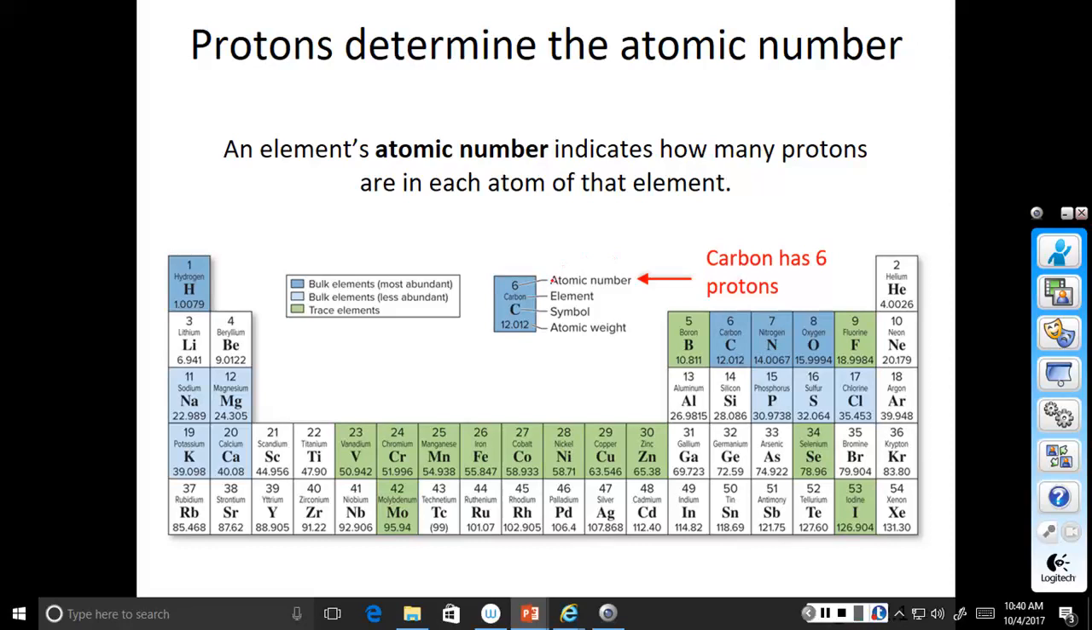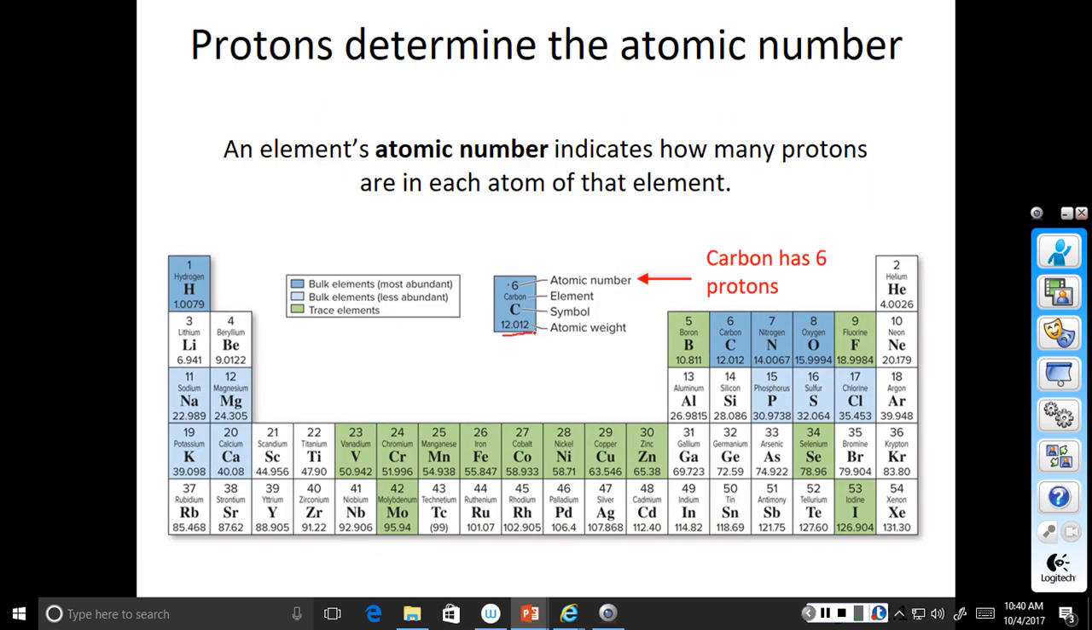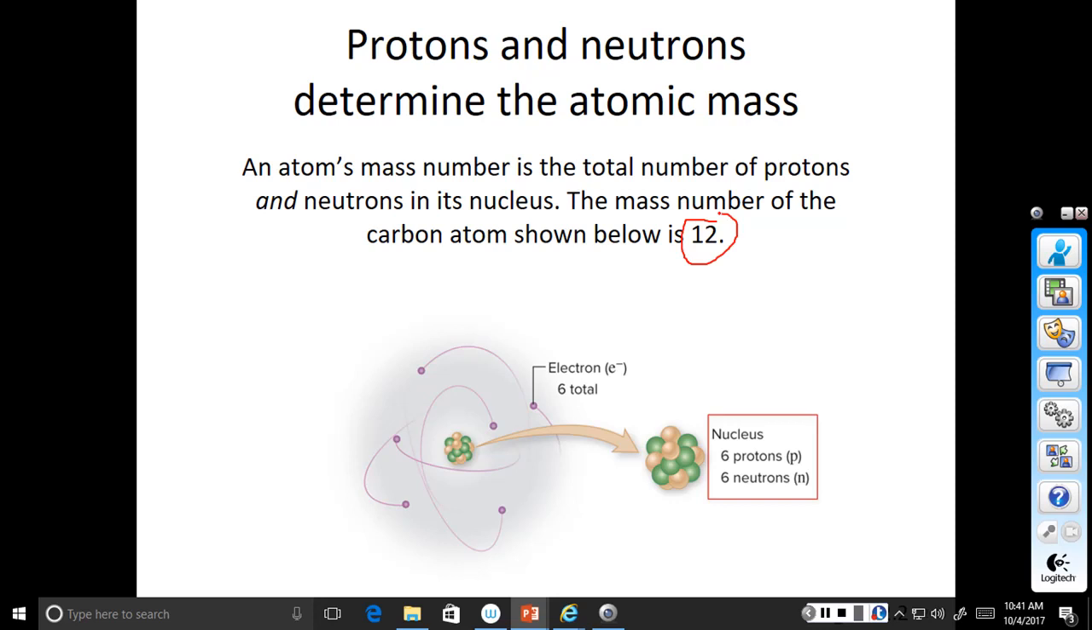The atomic number indicates how many protons are in an element. Carbon has 6 protons, so the atomic number is 6. The atomic mass is determined by the protons plus the neutrons. So the mass number of the carbon atom is 12 because it has 6 protons and 6 neutrons. So that's how we get that number 12.